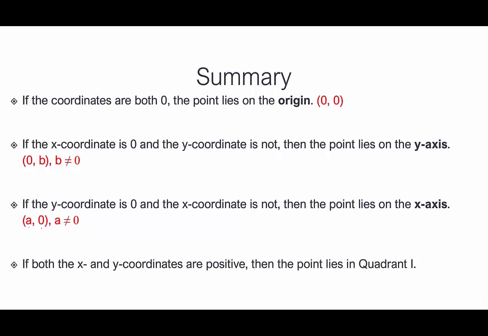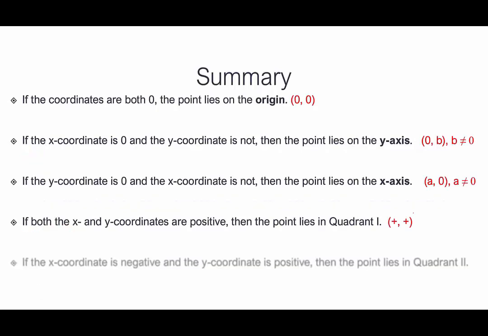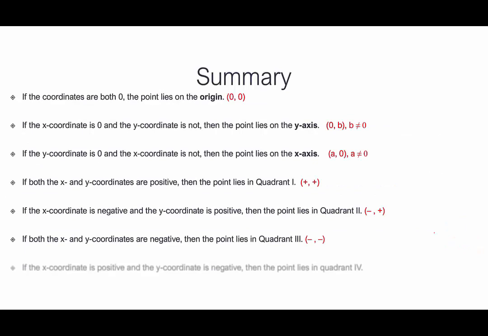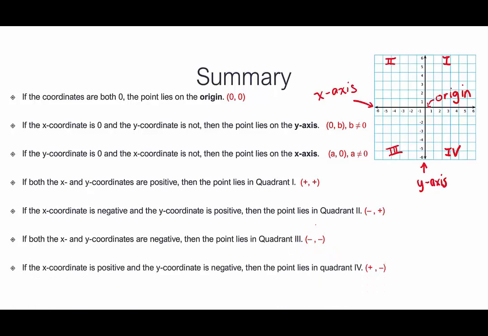If both the x and y coordinates are positive, then the point lies in quadrant 1. So if we see positive and positive, that's quadrant 1. If the x coordinate is negative and the y coordinate is positive, then the point lies in quadrant 2. If both the x and y coordinates are negative, then the point lies in quadrant 3. And then lastly, if the x coordinate is positive and the y coordinate is negative, then the point lies in quadrant 4.